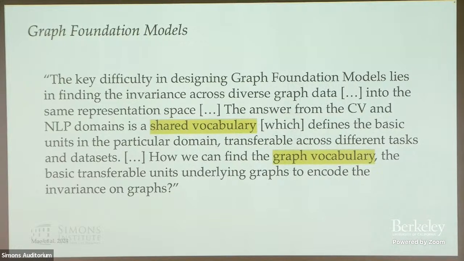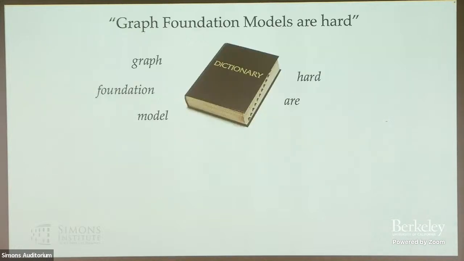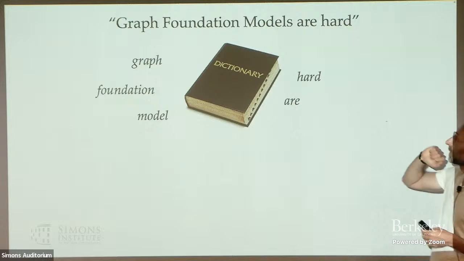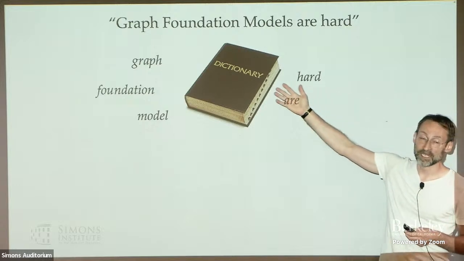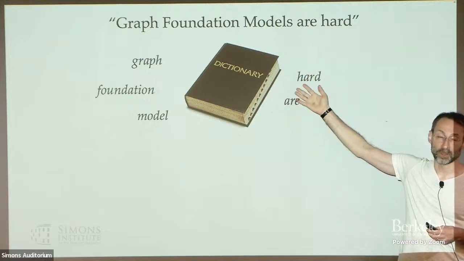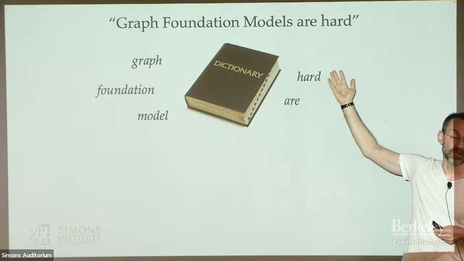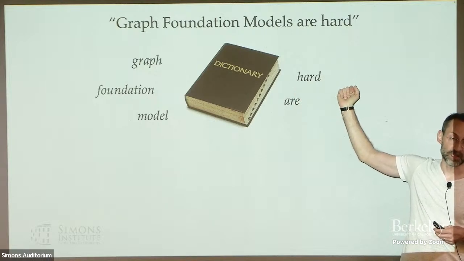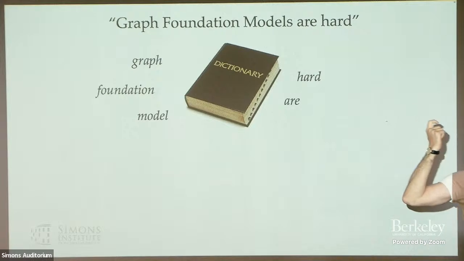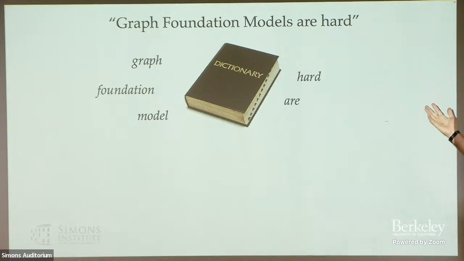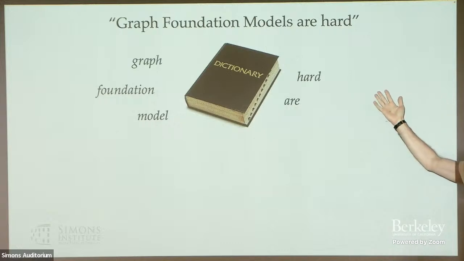So as an example, if I use language, I take a phrase like "graph foundation models are hard" and I can represent it in a dictionary. These will be my tokens, and every text in English can be represented in this way. So I have basic units. The dictionary may be very large, potentially containing millions of such units, but they are fixed.